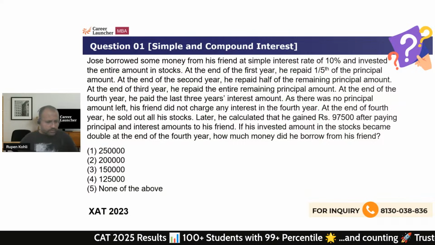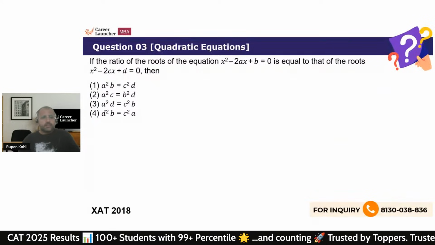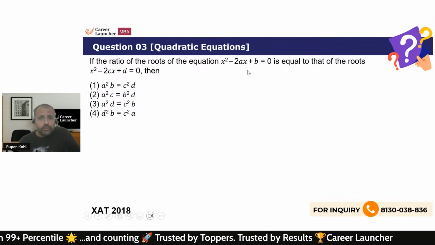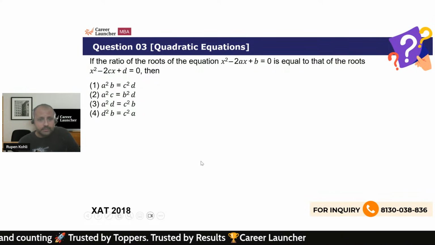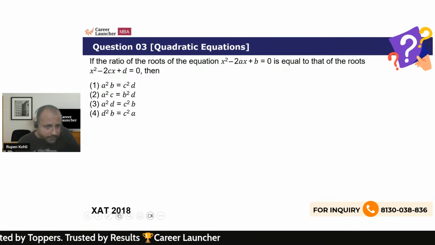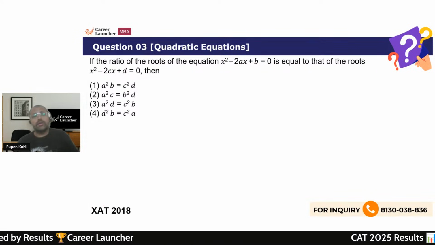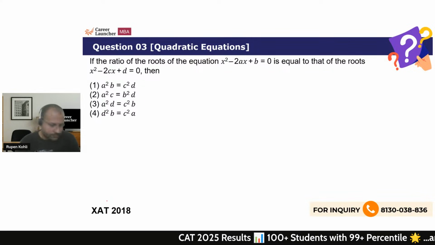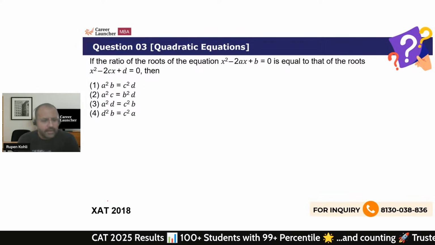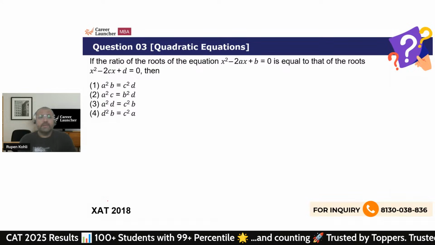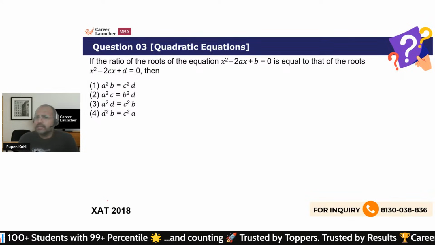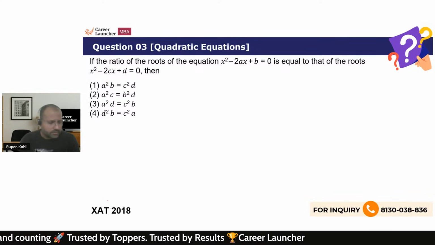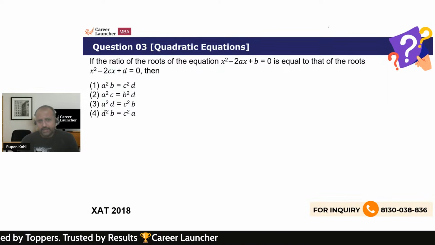So this is a very good question that came in XAT on square minus 2cx plus d equals 0, then. And the options give you relationships that should hold between these coefficients a. All of them involve squares of some of the coefficients, right?